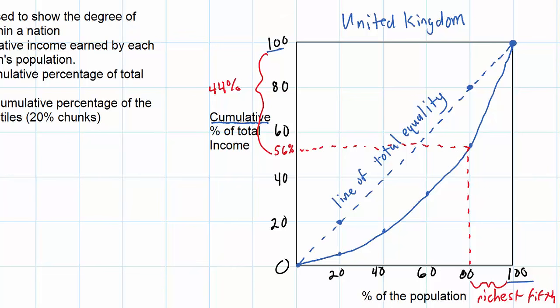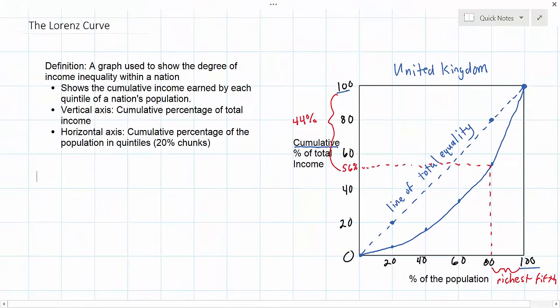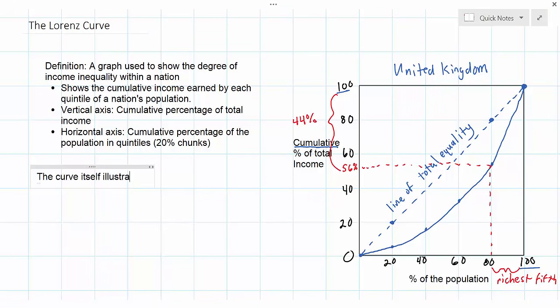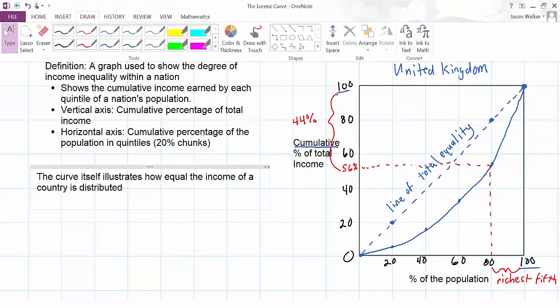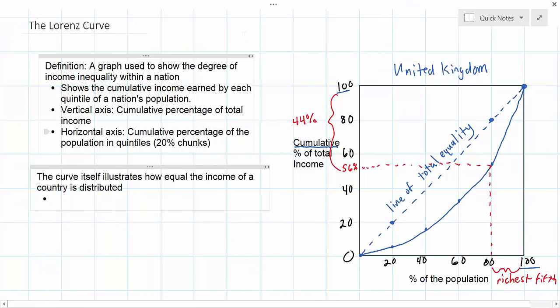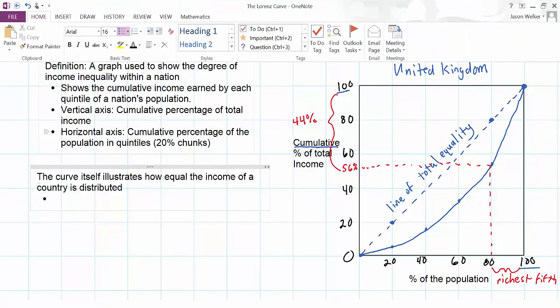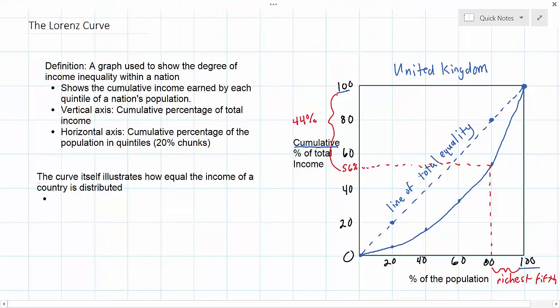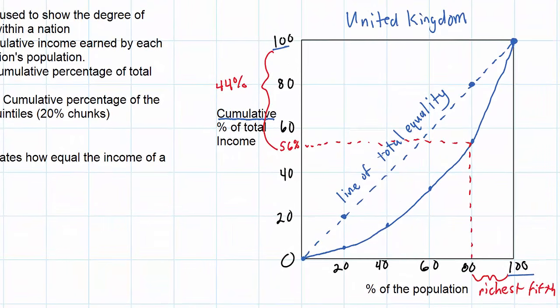So what are the takeaways I can take from this graph? First of all, the curve itself illustrates how equal the income of a country is distributed. So what would a more equal country look like compared to a less equal country? That's the next important question. Let's hypothetically say that a country had a more equal distribution of income than the UK. What would that look like on a Lorenz curve? For example, what if the richest fifth of income earners only took home 30% of income? I can illustrate that here.